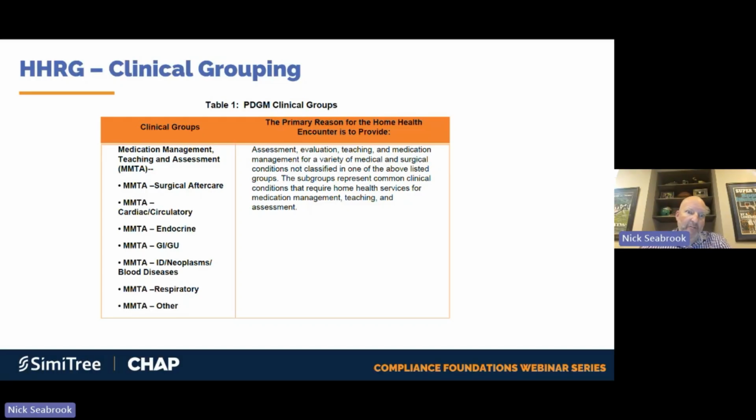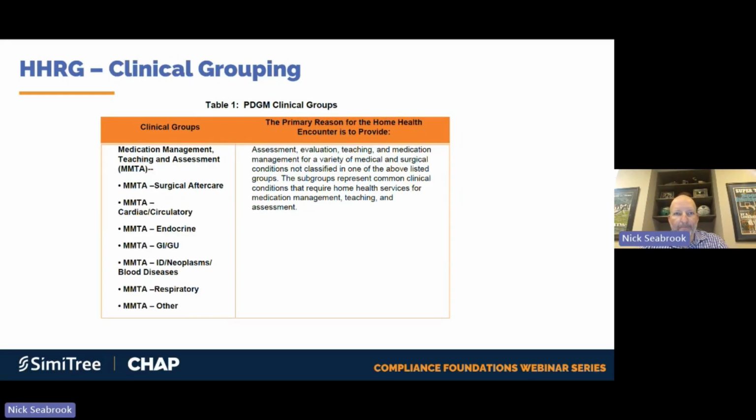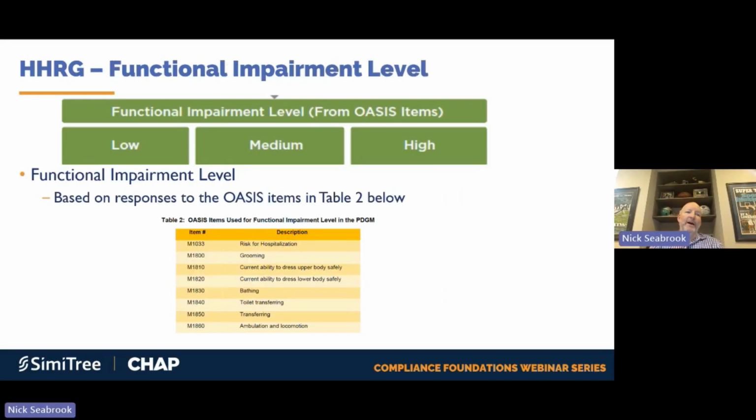So you have MMTA surgical aftercare, you have cardiac circulatory, endocrine, GIGU, you have your neoplasms, respiratory, and then that other catch-all being that MMTA other. So those are the 12 clinical groupings. Again, would be these 6 here for MMTA, and then the other 6 here that were listed on that first chart. So again, that's the first 2 components of the HERG.